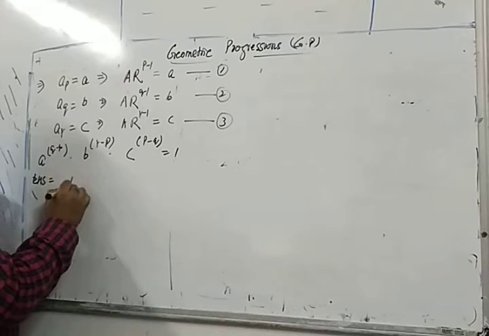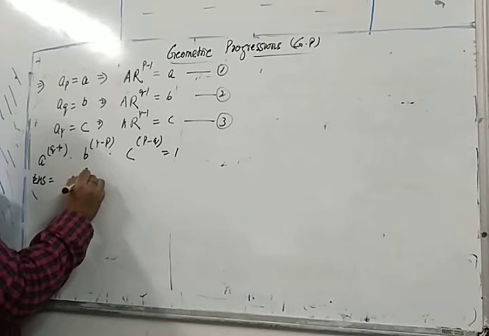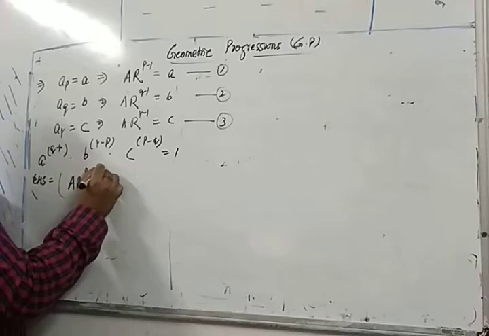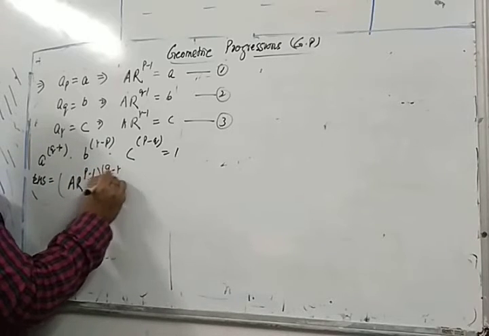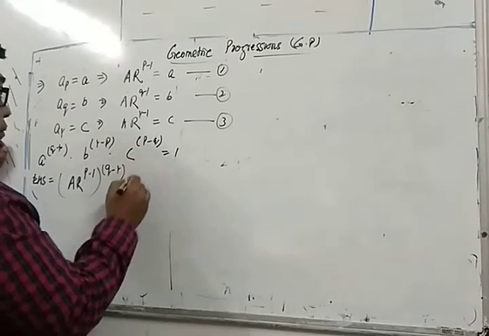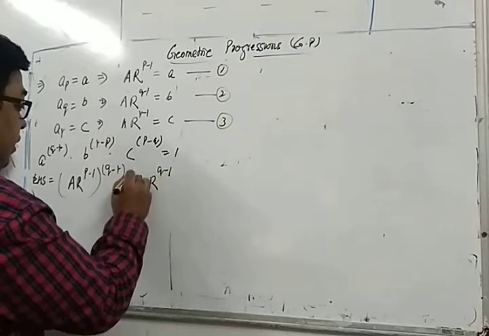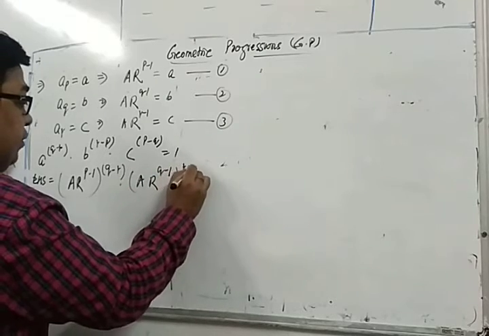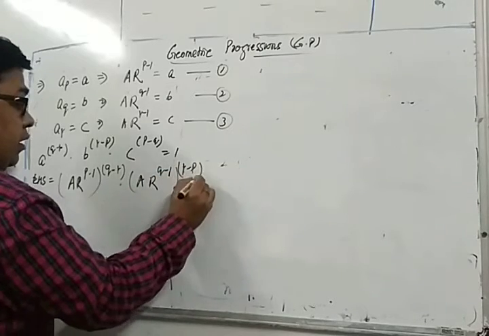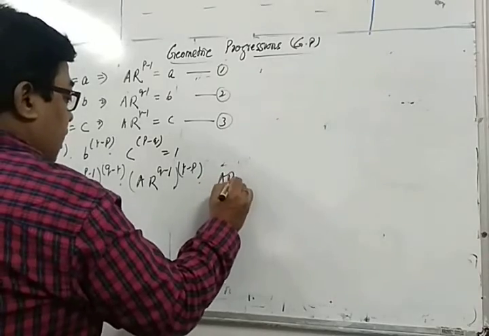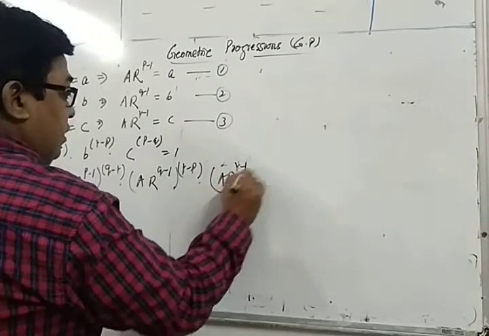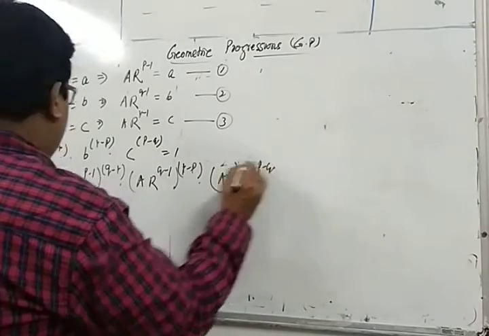So the value of A is a r^(p-1) whole power (q-r). Similarly from the B part, this is a r^(q-1) power (r-p), and a r^(r-1) power (p-q).